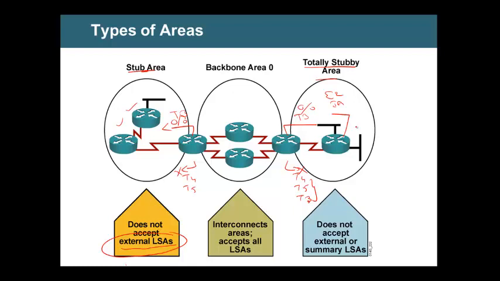Automatically, the ABR will stop sending type 4 and 5 inside that stub area. Instead of sending type 4 and 5, it will send a type 3 default route. Who will send? The ABR router will send the type 3 default route. So I have an arrow mark written.